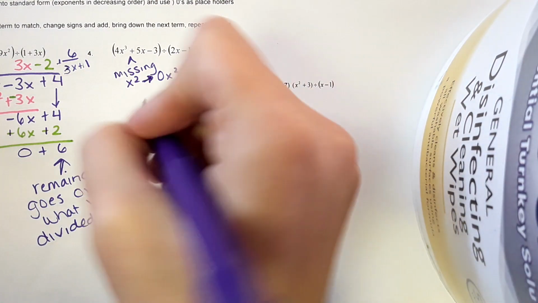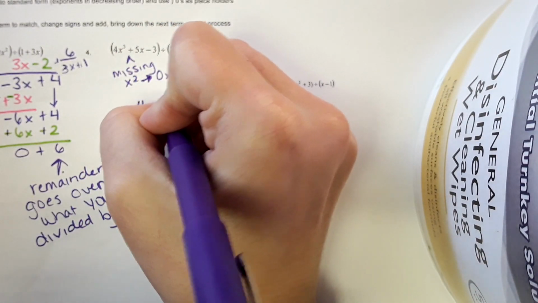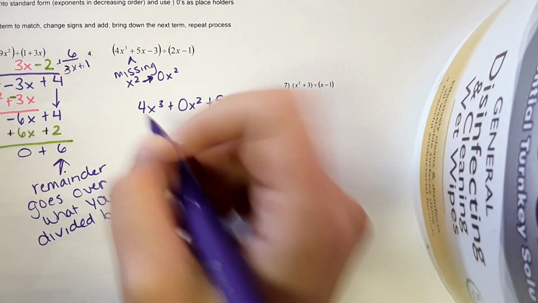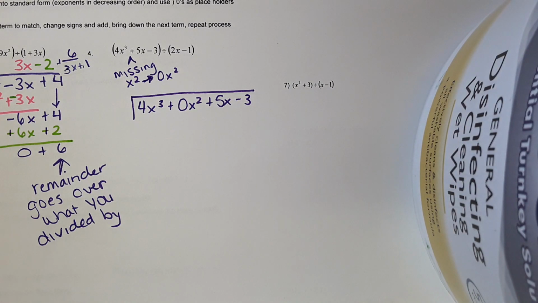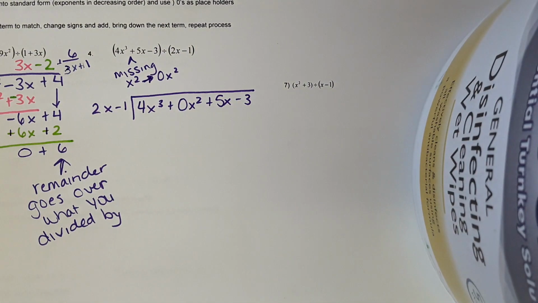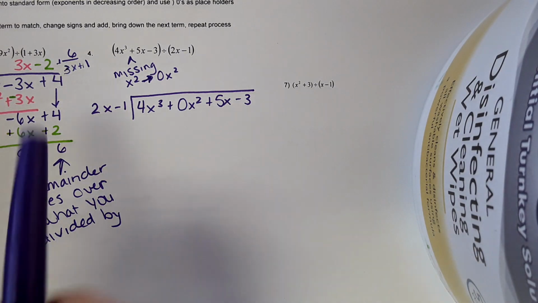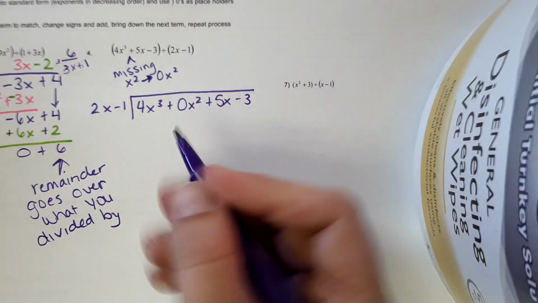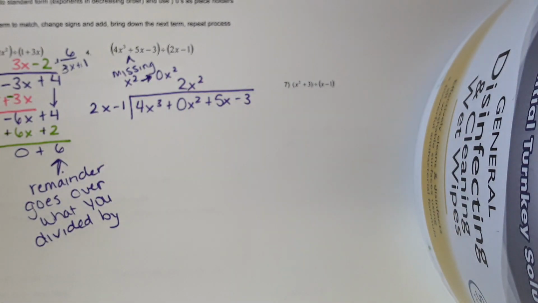Okay, so writing out the term that goes inside the bracket, 4x cubed plus 0x squared plus 5x minus 3. And then from here we put this outside. Okay, so we need to determine what we need to multiply 2x by to get 4x cubed. Well, that would be 2x squared. So if I'm choosing 2x squared, I put it there.